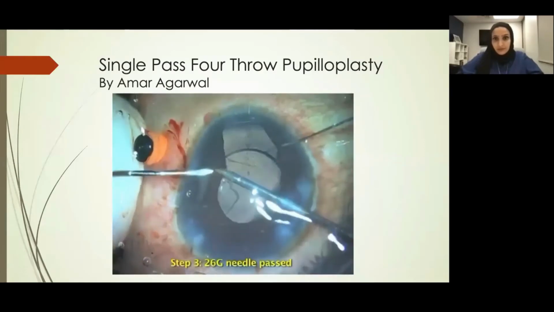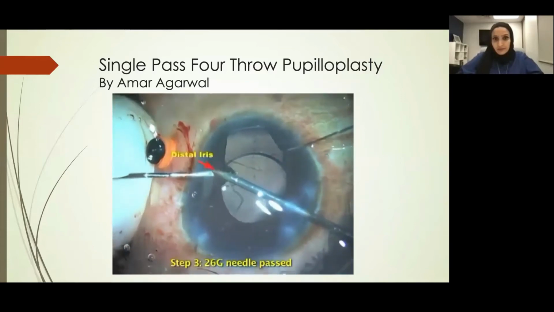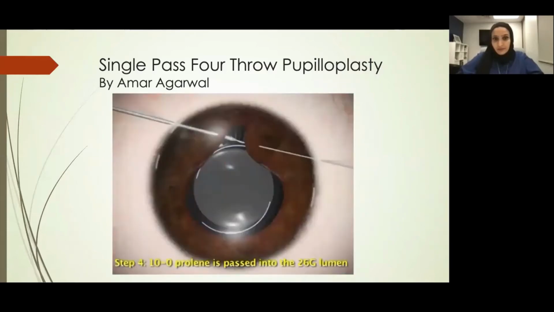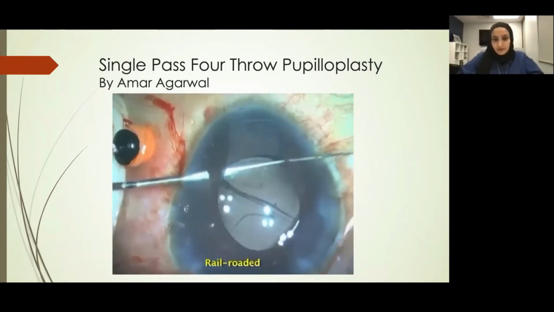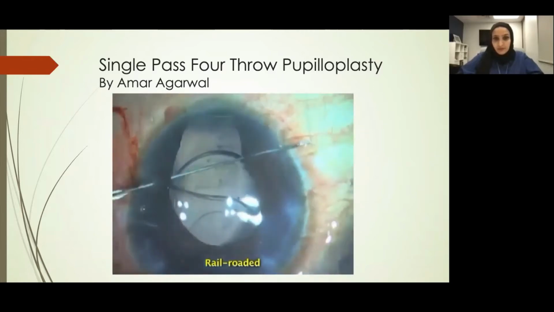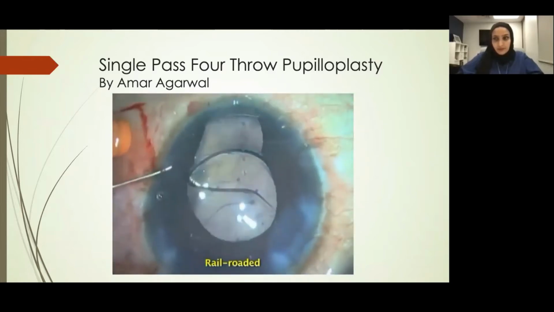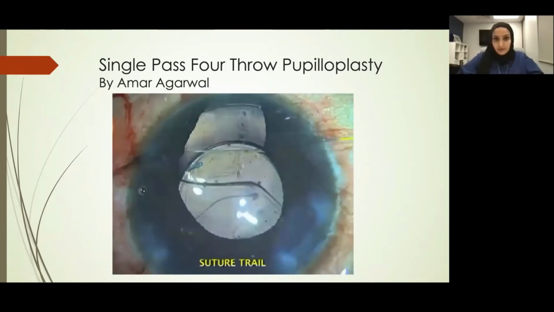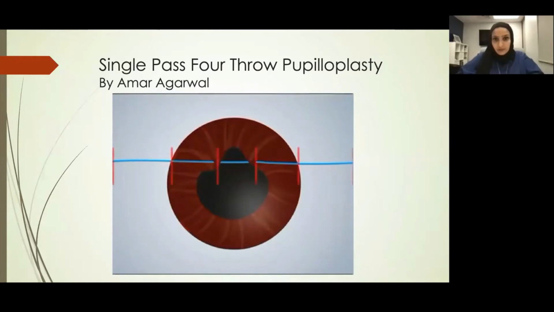Step 3. A 26-gauge needle is then passed through the distal iris. Step 4. The needle of the 10-0 Prolene is passed into the lumen of the 26-gauge needle and railroaded to the distal incision and pulled through to the suture end. It's now important to understand the suture trail as it traverses the iris. The trail consists of 5 parts.